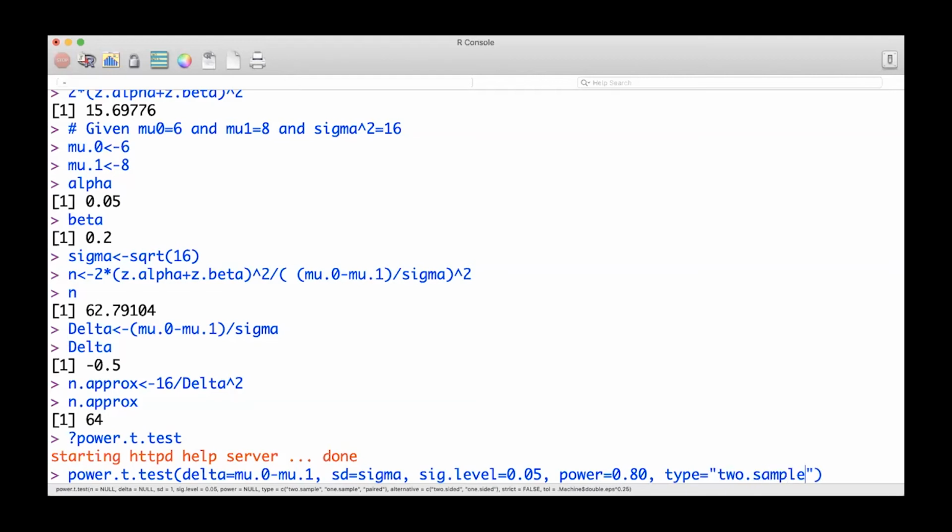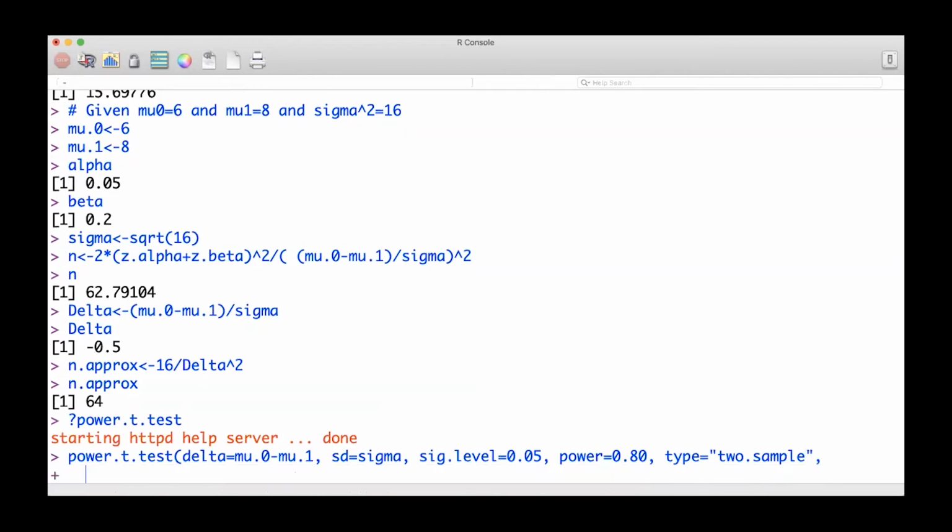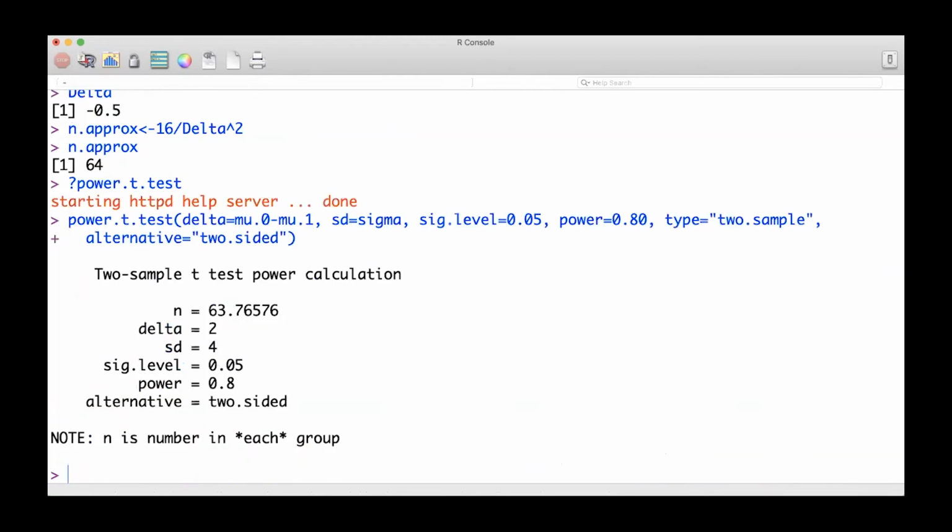So this is a 2-sample test. And let me go to the next line so that you can see what I'm typing. Our alternative is also a 2-sided test. Okay, when I hit enter, I do get that our required sample size is 63.